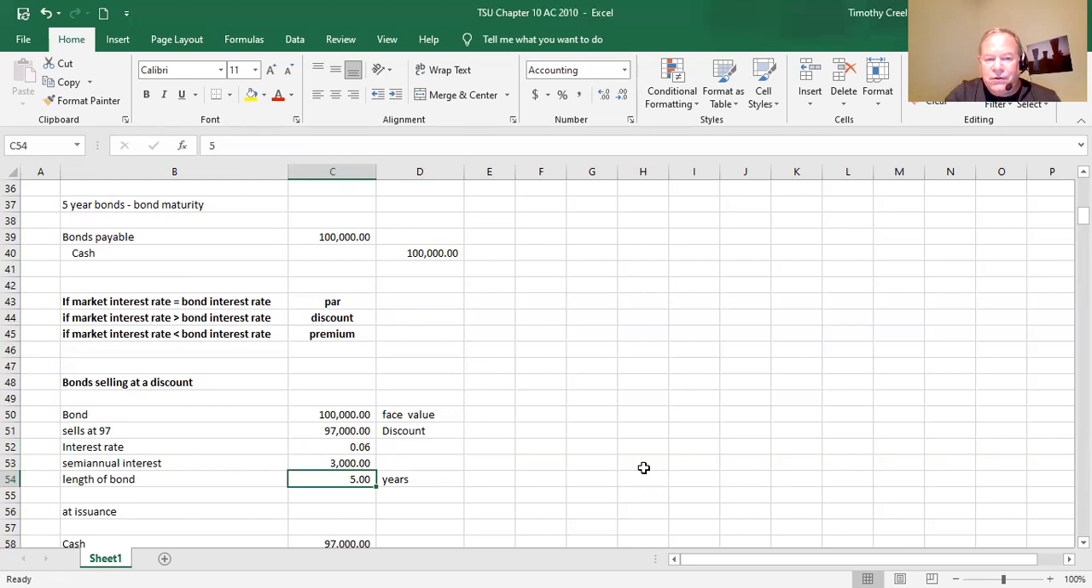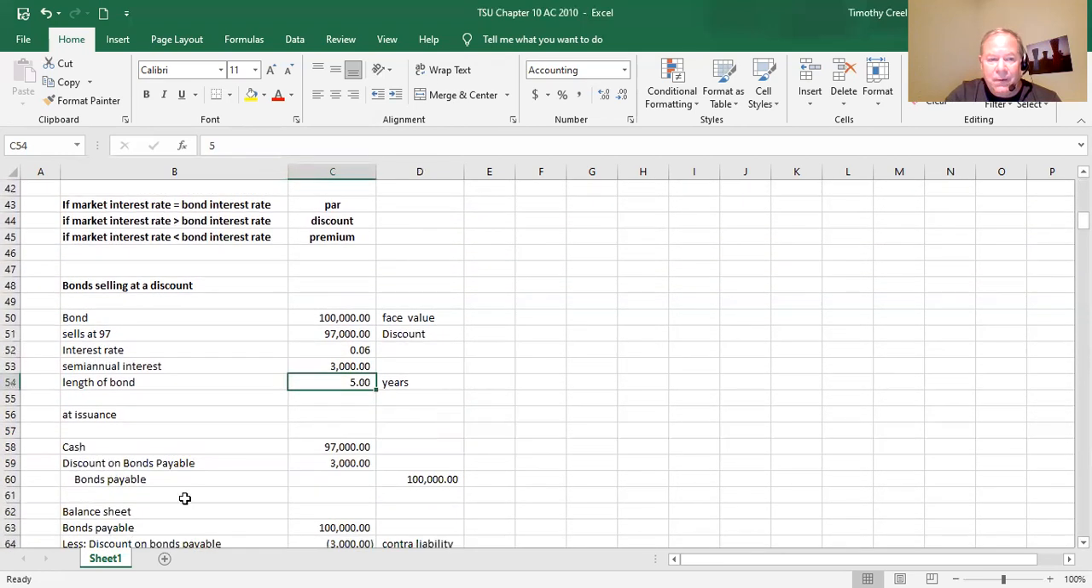So the journal entry that we would make to record this at issuance would be that we would debit cash, in this case for 97,000, because that's the amount of cash we're receiving. When we're doing the journal entry at issuance, we're always going to debit cash for the amount of cash that we receive.